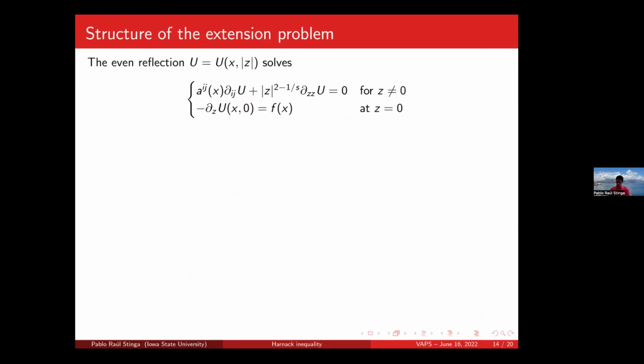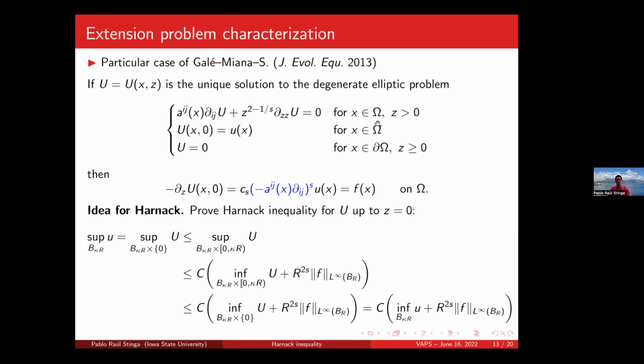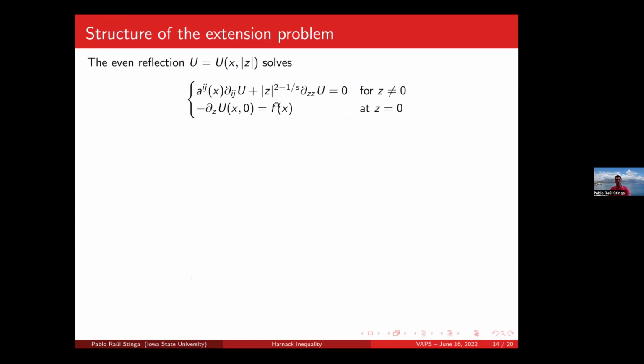Okay, so let's look at that equation. So the U was living in the upper part, in the upper cylinder, Z positive. If I do an even reflection, the even reflection will solve this problem with the absolute value of Z here, right? And then the normal derivative still will be F, right? So this is the question I need to look at. I need to prove Harnack for this, up to Z equals 0 for the trace.